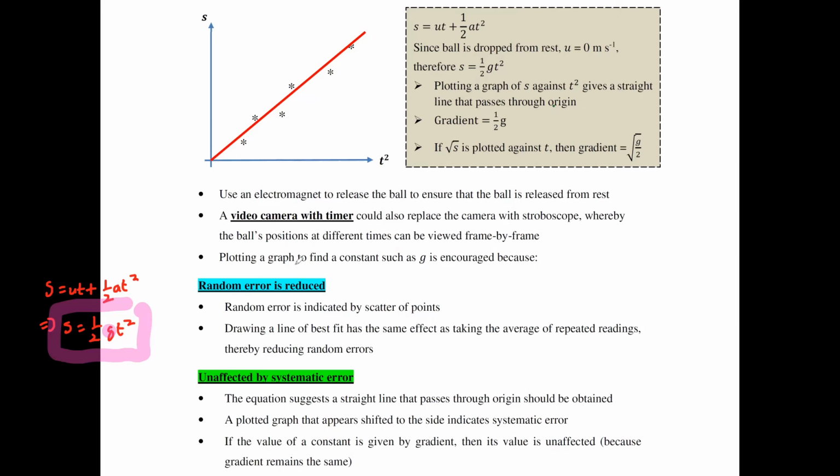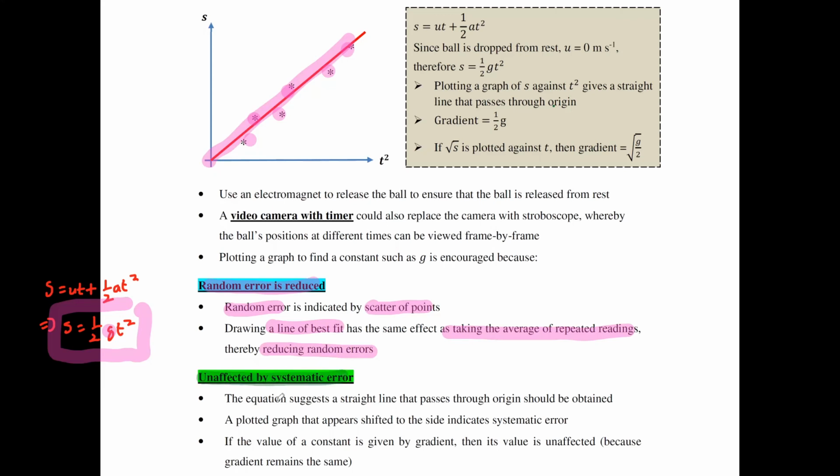Firstly, when plotting a graph, random error is reduced. Random error is indicated by a scatter of points. By plotting a line of best fit, it has the same effect as taking the average of repeated readings, thereby reducing random errors. Secondly, it is unaffected by systematic error.